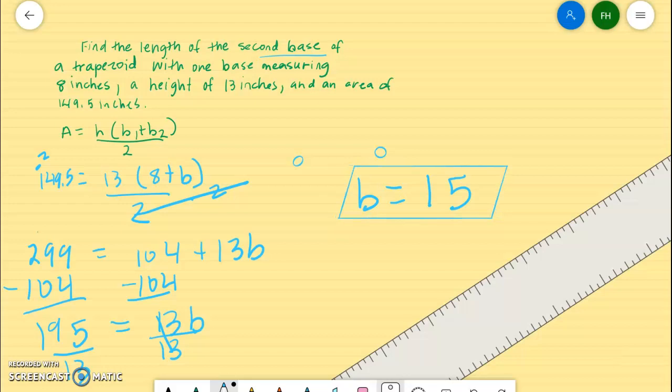And you could plug it back in to check it, because your bases are 15 and 8, that would be 23, and multiply that by 13 and divide by 2, and you'll get 149.5. That was the hardest one.